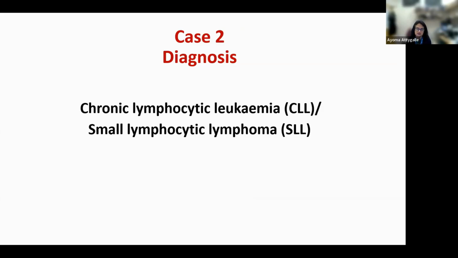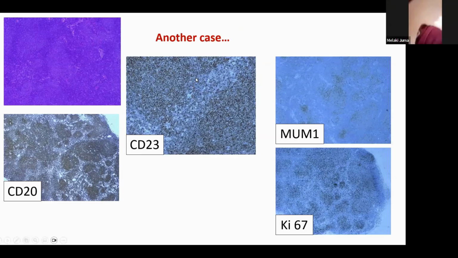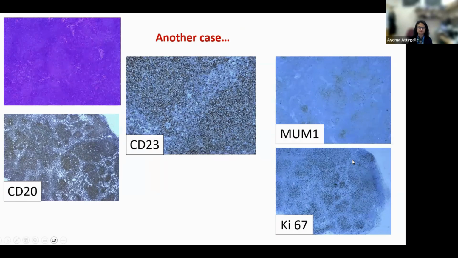This is CLL/SLL. This is just another case to show you that sometimes this pseudofollicular appearance can be quite striking. On immunohistochemistry, if you didn't see the H&E, you'd wonder whether you're dealing with something like a follicular lymphoma. It gives you the impression that there is nodularity. With CD23, it's the proliferation centers that are strongly positive. You can see the MUM1 in the proliferation centers, which match the Ki67.